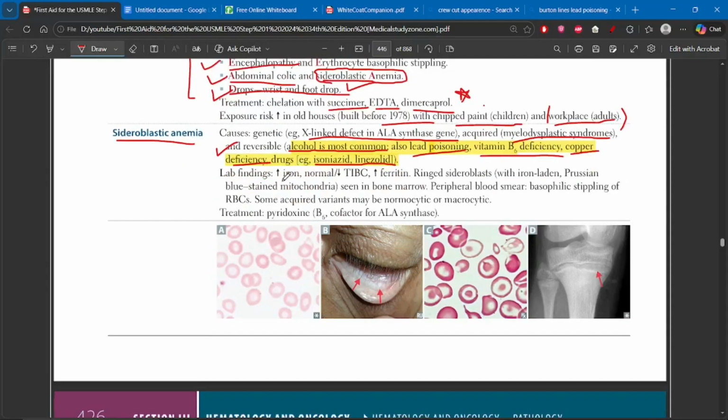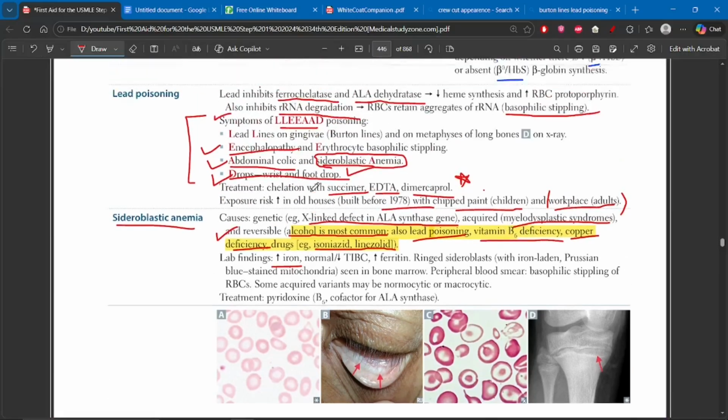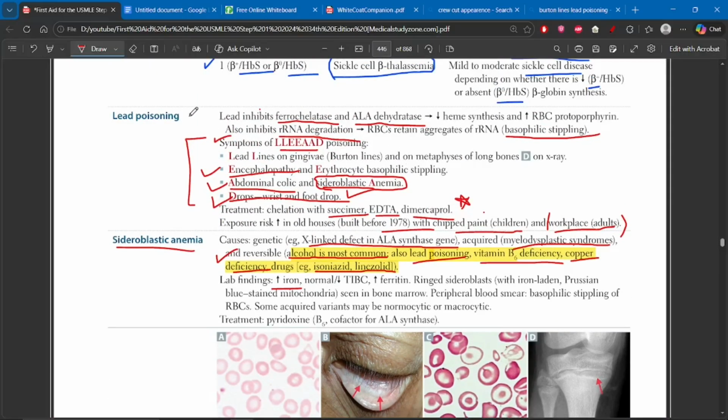Lab findings, we discussed them before also, but of course, because it is a microcytic anemia, it's going to have a decrease in MCV, but it is not due to a deficiency in iron. So iron is going to be increased because it's not being used, right? ALA synthase is affected, which means heme synthesis is not occurring. So iron is getting accumulated. Iron will also get accumulated in this as well.